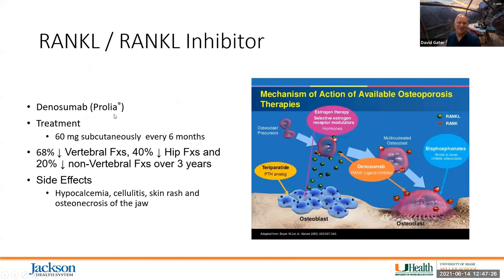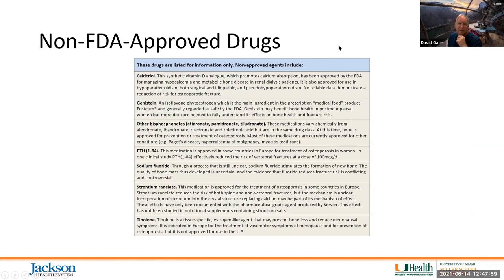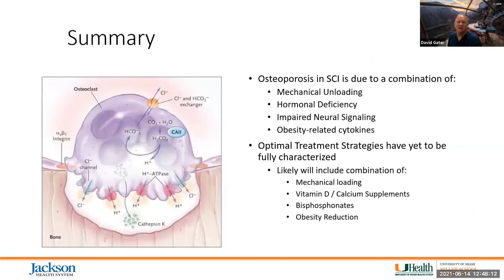RANKL inhibitors, basically. So denosumab, and again, this is 60 milligrams injected subcutaneously every 6 months, with a two-thirds reduction in vertebral fractures, 40% reduction in hip fractures, and 20% reduction in non-vertebral fractures over a 3 year period in non-spinal cord injured adults. The side effects include osteonecrosis of the jaw. There are a number of non-FDA approved drugs that are being trialed in both able-bodied as well as spinal cord injured individuals. I don't have an update on those trials at this point.